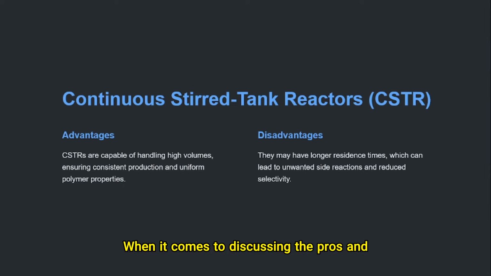When it comes to discussing the pros and cons of a CSTR, we can highlight some of its advantages. For instance, CSTRs are efficient in managing and processing large volumes of materials, resulting in consistent production and uniform polymer properties. However, there are a few drawbacks to consider. One of them is that CSTRs may have longer residence times, which could lead to unwanted side reactions and reduced selectivity.